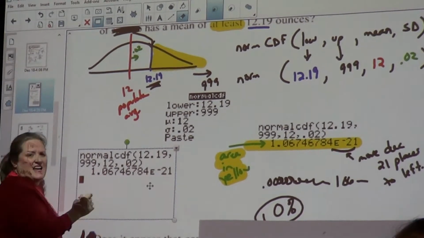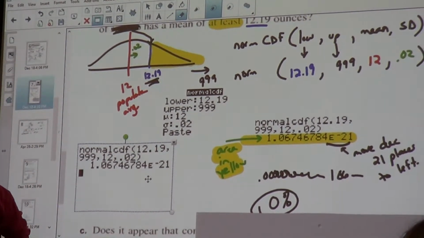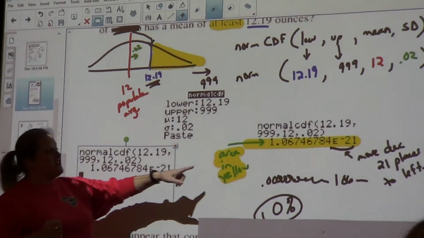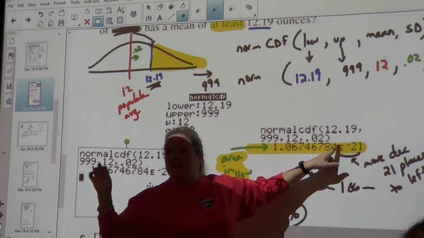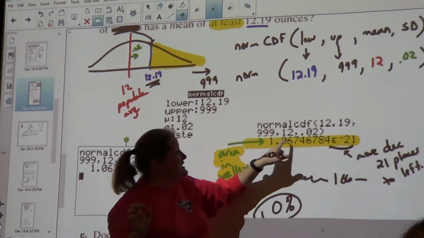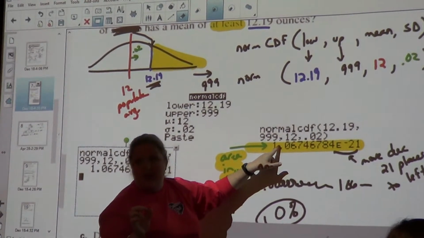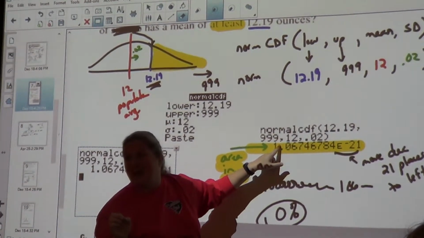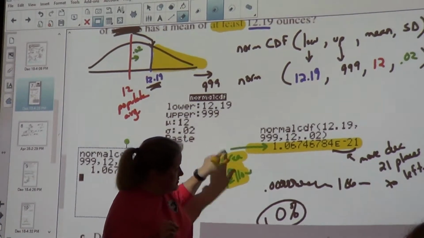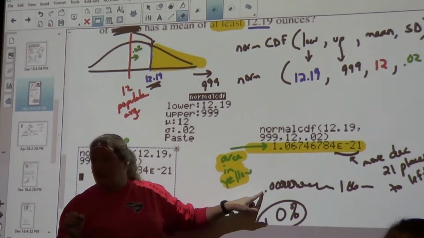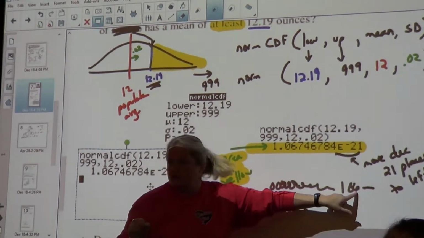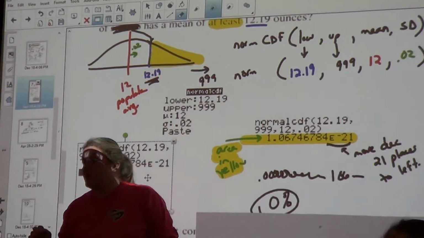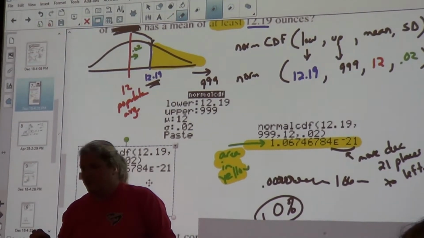This is E to the negative 21. E to the negative 21 means times 10 to the negative 21, which means take your decimal and move it 21 times. So your answer is really 0.0000000000000000000000006. So what's your answer? Thank you very much.